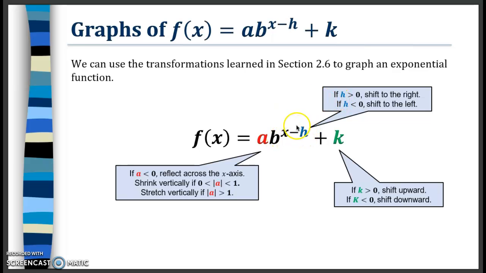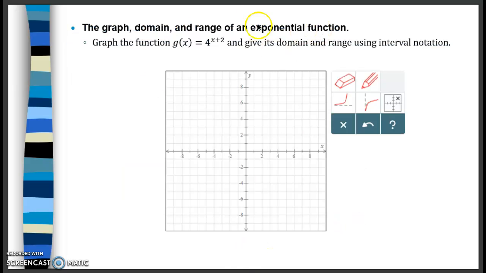Alright, so for the x minus h portion, if h is greater than 0, we're going to shift to the right, and if h is less than 0, we're going to shift to the left. Because if it's less than 0, that would mean we have x plus a value, but we have to have x minus a value when we're talking about our shifts. If k is more than 0, it's going to shift up, and if k is less than 0, it's going to shift down. So let's go ahead and use that on this function.